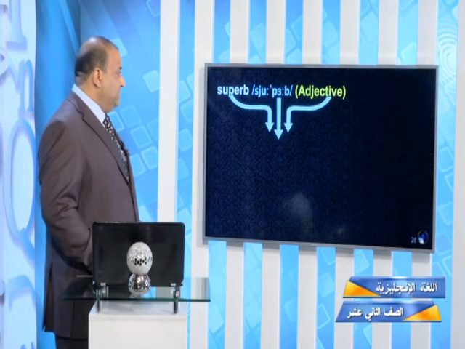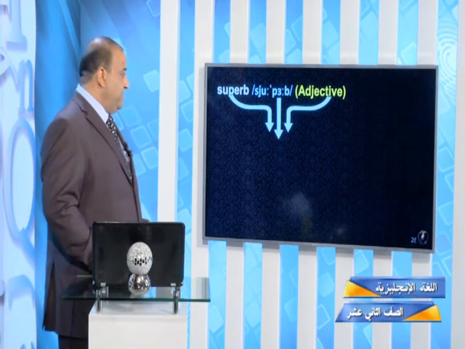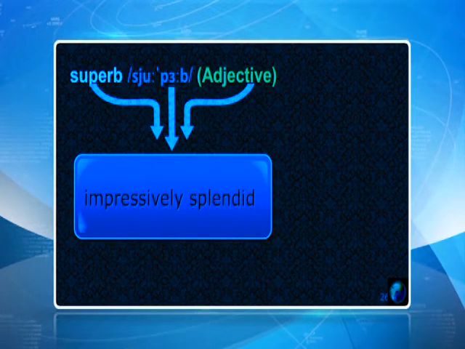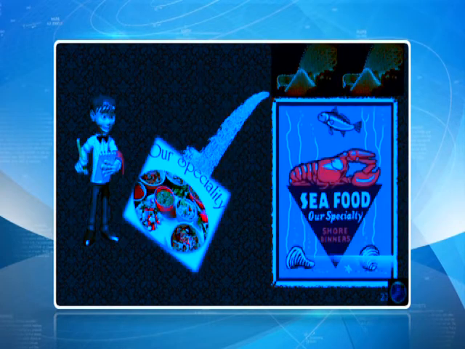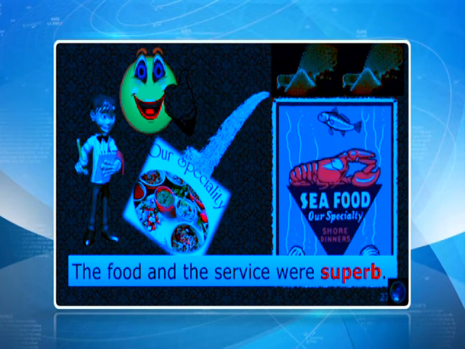The following word is an adjective, which is superb. Superb means impressively splendid, which means extremely good. For example, the food and the service were superb.